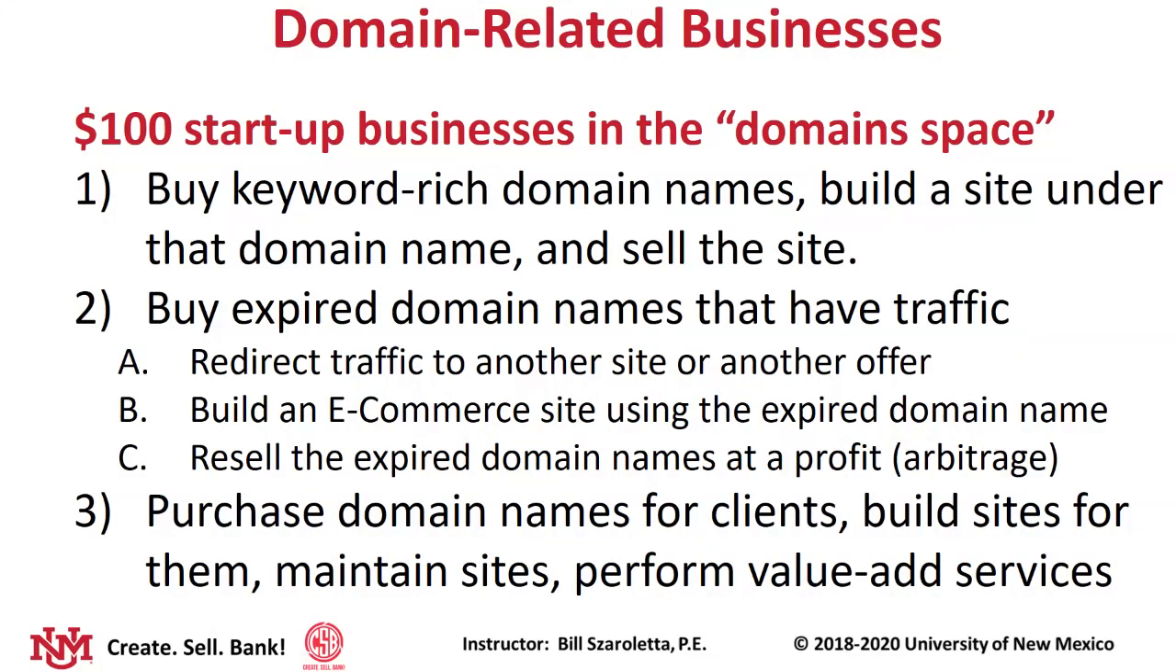More on that later. So there's some businesses that you can set up. I've already talked about them, but they don't cost any money. You buy a keyword-rich domain, you build a site under that domain name, and you sell the site. Or you buy expired domain names that have some traffic, you redirect traffic to another site or another offer, or you build an e-commerce site using that expired domain name, or you resell expired domain names at a profit. And as you remember, that is arbitrage. You buy it low, you sell higher, hopefully high enough to cover your costs, so you have a positive net return on investment.